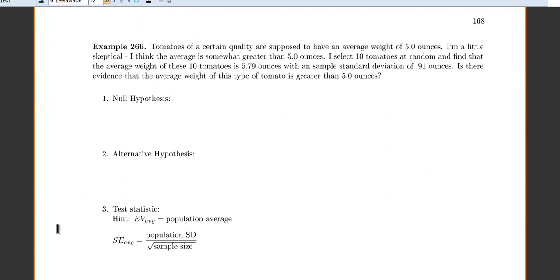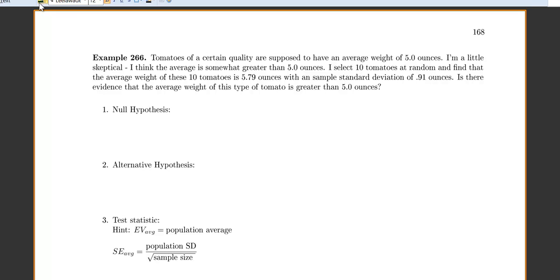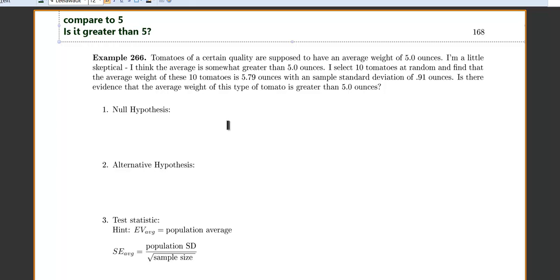So example 266, tomatoes of a certain quality are supposed to have an average weight of 5 ounces. So I'm guessing that we are going to compare to 5, but well, you should probably keep reading. I'm a little skeptical. I think that the average is somewhere greater than 5 ounces. So my question is, is it greater than 5? That's the question we're interested in. Let's see, I select 10 tomatoes at random.